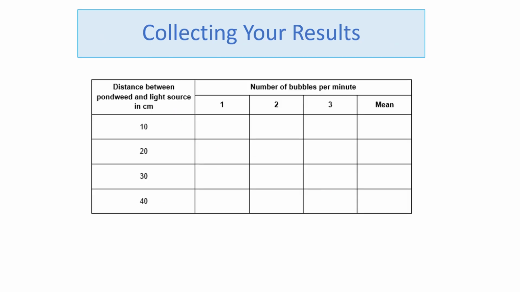Collecting your results, you could be asked to draw a results graph. So if you're changing the distance because you're investigating light intensity, remember you need to put your centimeters in there as units. Never put units in the table other than in the heading, and then you would do a mean as you've run 3 repeats to get averages.